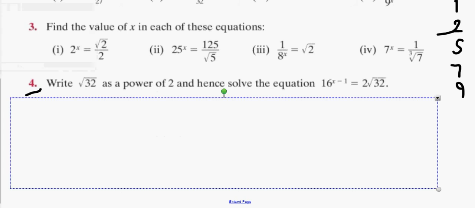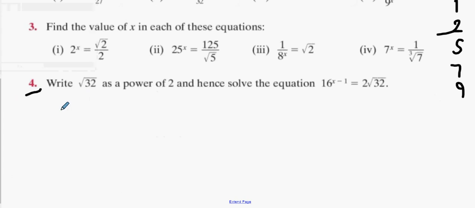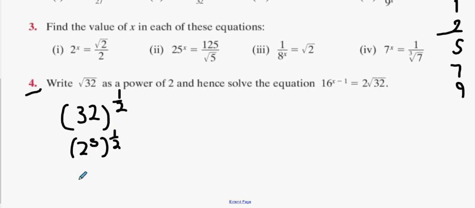32 is a power of 2, no bother. Root 32 is 32 to the power of a half, which is 2 to the power of 5 to the power of a half. This means it's 2 to the power of 5 over 2, or 2.5.